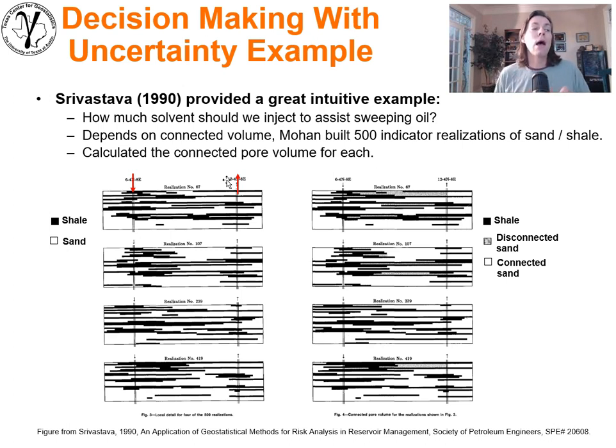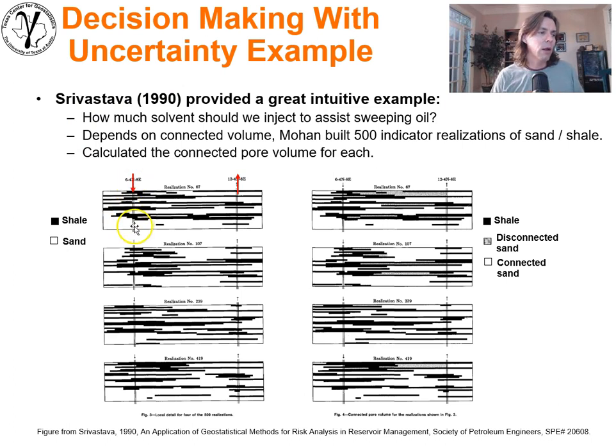So now what's the problem? How much connected volume do we have between this well and this well? We'll keep it as a two-dimensional problem for simplicity. We need to know what's connected because then we can make the choice of how much solvent to inject. Okay? Now what's interesting is that's uncertain. We don't know perfectly well what's going on between the wells. Mohan created 500 realizations with indicator-based simulation of the shale and sand. Clearly there's a geometric anisotropy here with long horizontal continuity, short vertical continuity, resulting in these shale drapes. So now we have to calculate the connected volume between the wells.